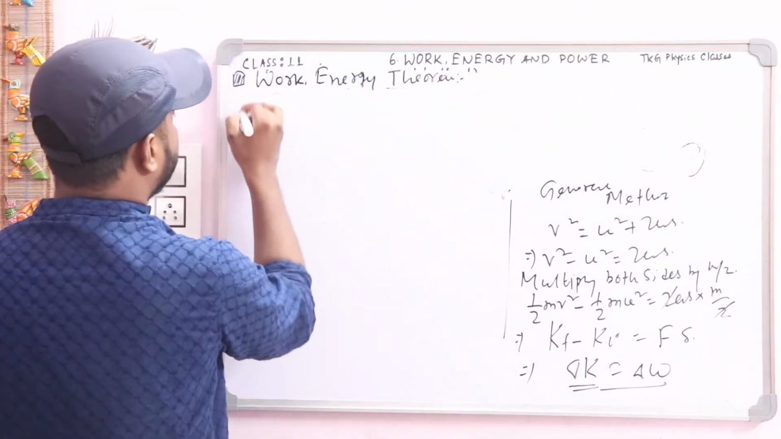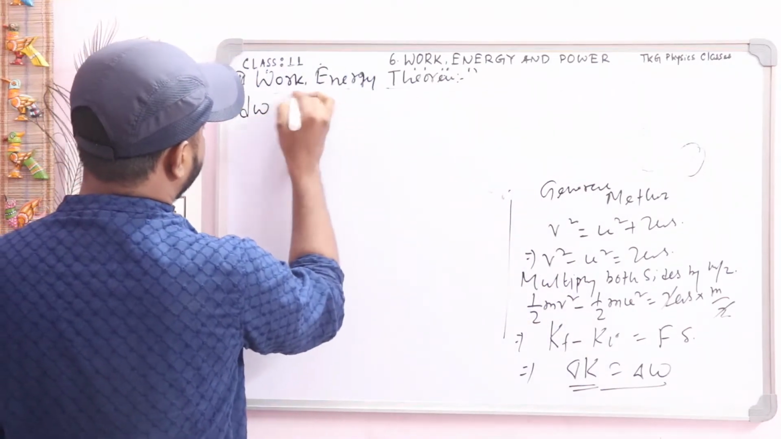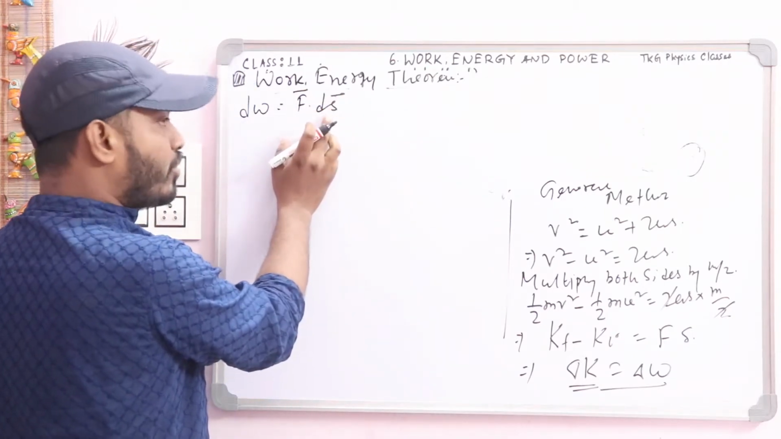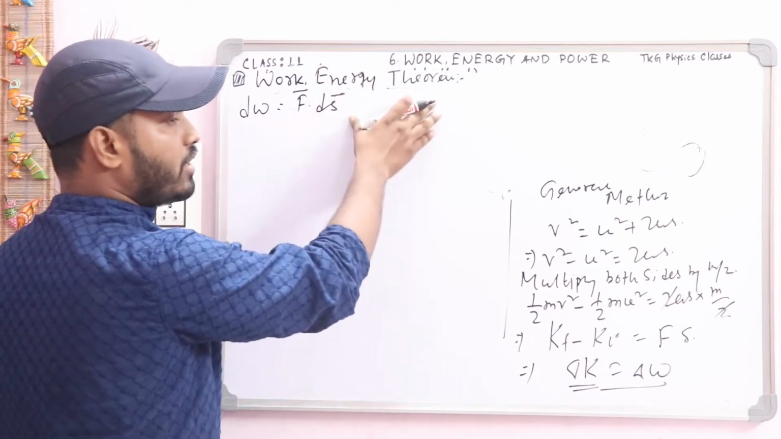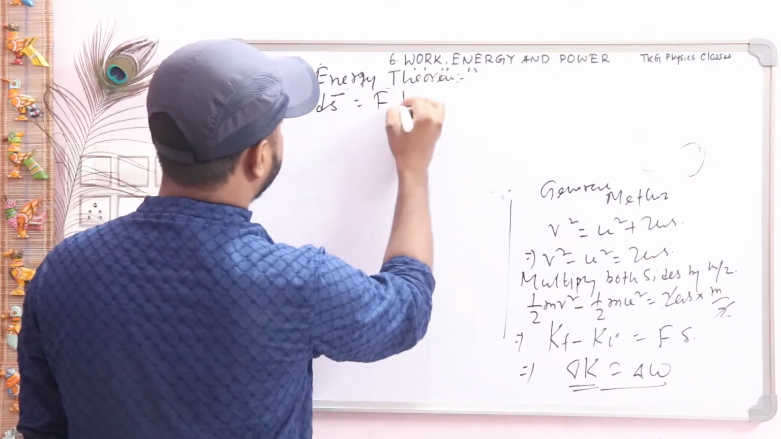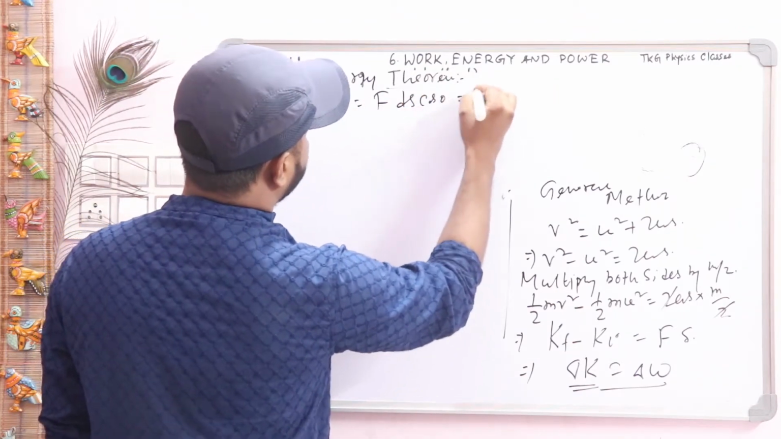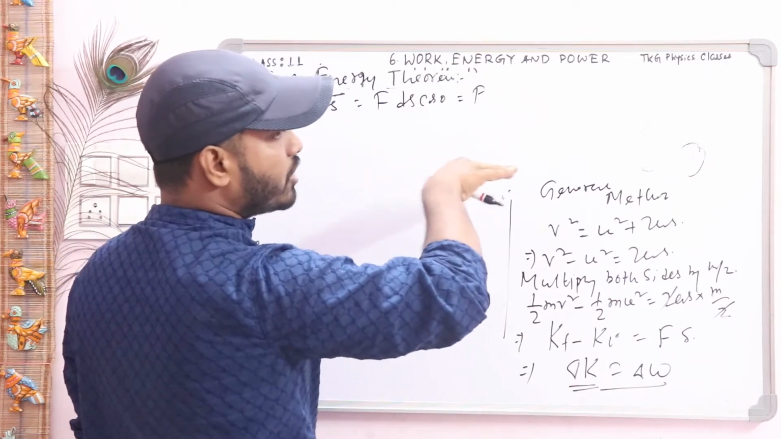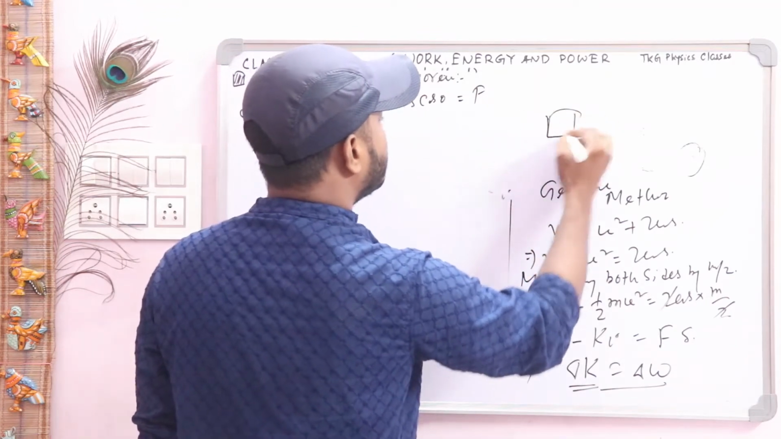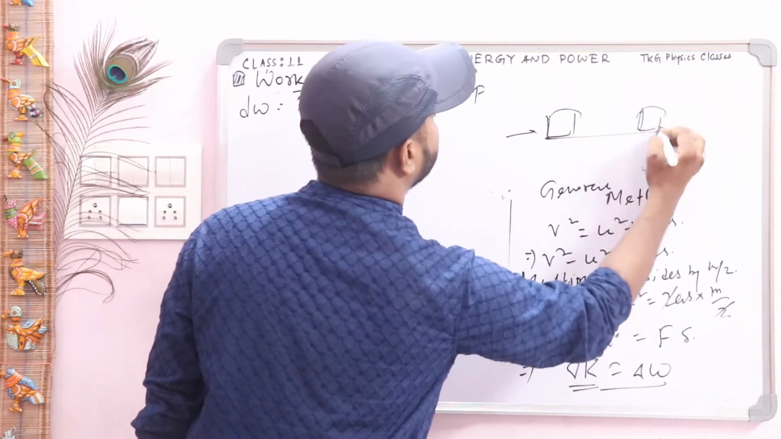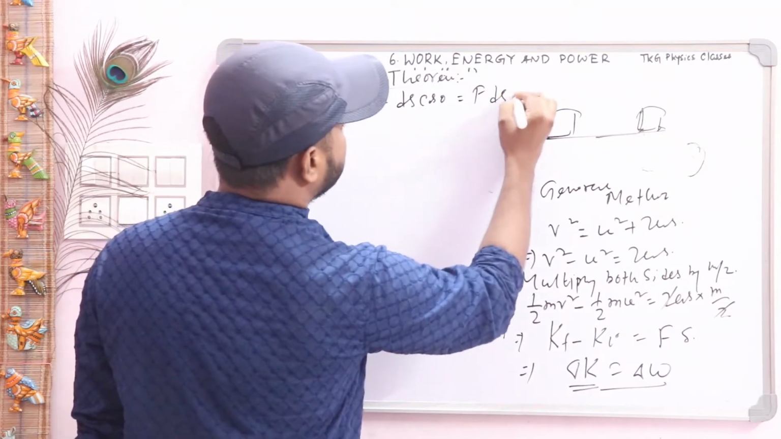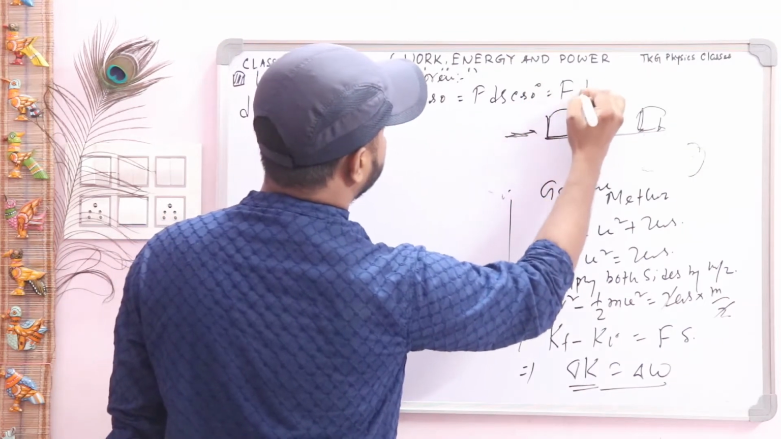So in calculus method, at first you write dW, that is F into ds, the amount of work done for displacement ds when a force capital F acts on a body of mass m. So this value will be F ds cos theta, and suppose the direction of force and the direction of displacement are the same, along the same direction of force. So this value will be F ds cos 0, so that is F into ds.